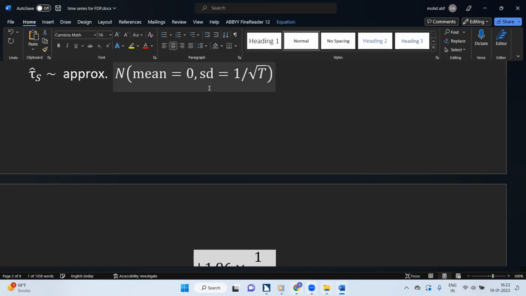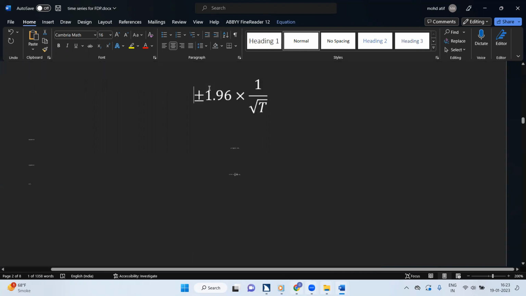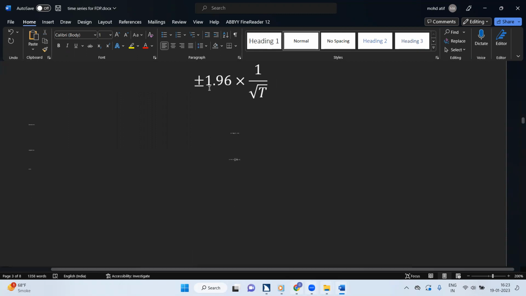So simply, whenever the value of autocorrelation is beyond these limits, plus minus 1.96 into 1 over square root t, it is significant. Then there are other tests as well. Sometimes we want to find out whether all the correlations are collectively 0. Recall that when we have to test the significance of a single variable, we make use of a t-test. But when we have to find out whether the overall model is significant or not, we make use of the F-test. That is the joint significance.